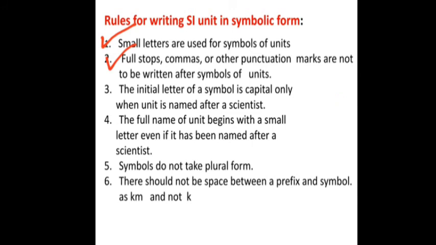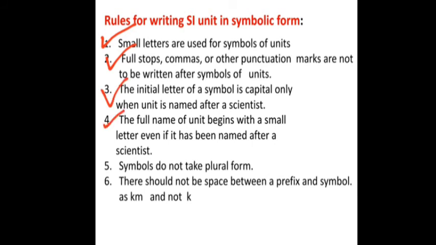Okay, the initial letter of the symbol is capital only when the unit is named after a scientist. For example, electric current is named after the scientist who formed it, who understood and invented it, and that's why the symbol is written as capital A. Same like that for temperature, Kelvin, capital K is written. Okay, so this one we know.